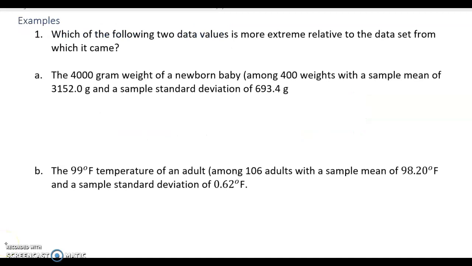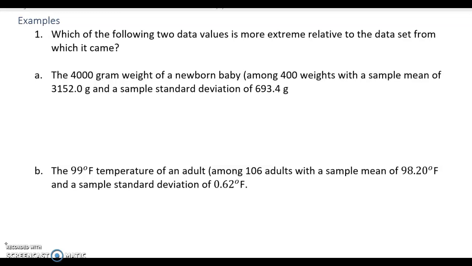Let's look at some examples. It says, which of the following 2 data values is more extreme relative to the data set which it came from? So z-scores are useful because they will standardize the data. It will allow us to compare 2 different things that we otherwise couldn't compare. We have a 4,000 gram weight of a newborn baby among 400 weights with a sample mean of 3,152 grams and a sample standard deviation of 693.4 grams as our first example.